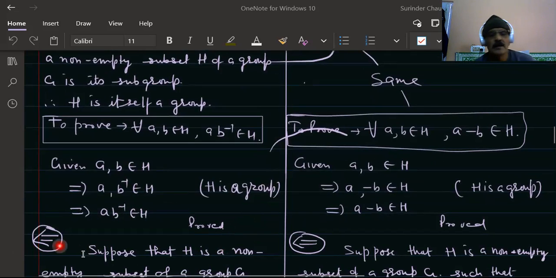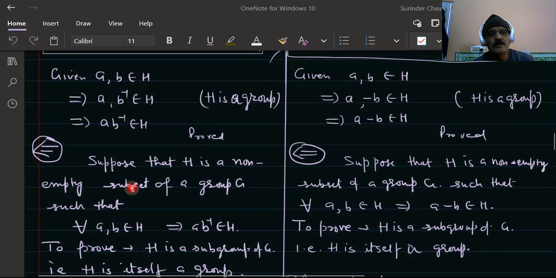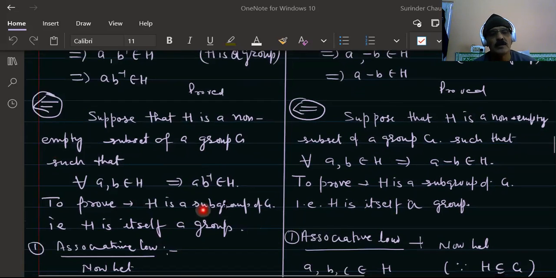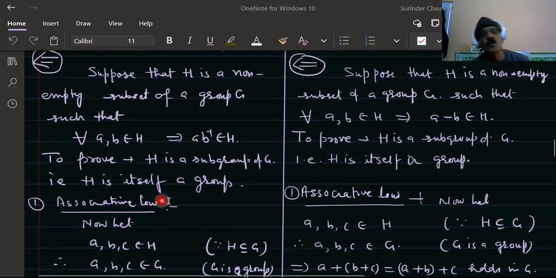Now the sufficiency part. Suppose that a non-empty subset H is a subset of G, such that for all a, b belongs to H, a b inverse belongs to H. Now our aim is to show H is a subgroup. Subgroup means H is a subset. So now again, the associative law.